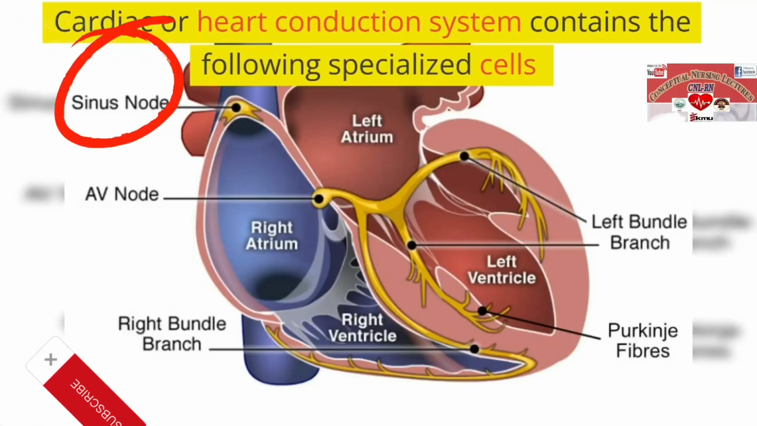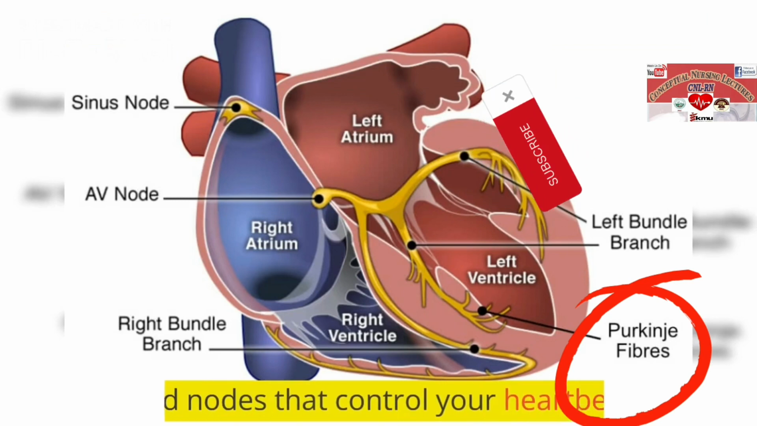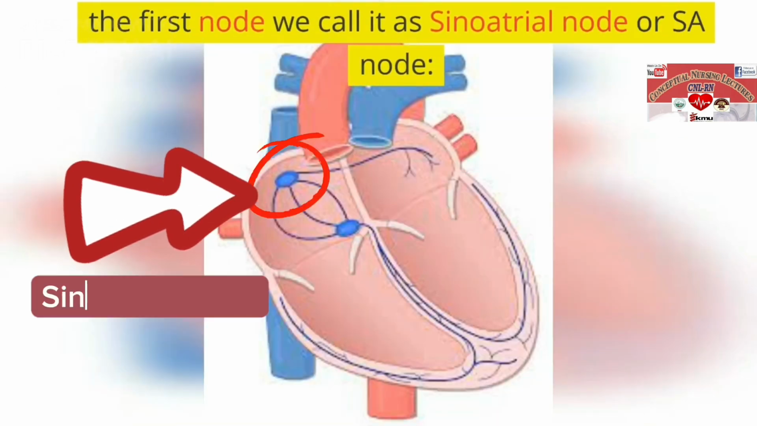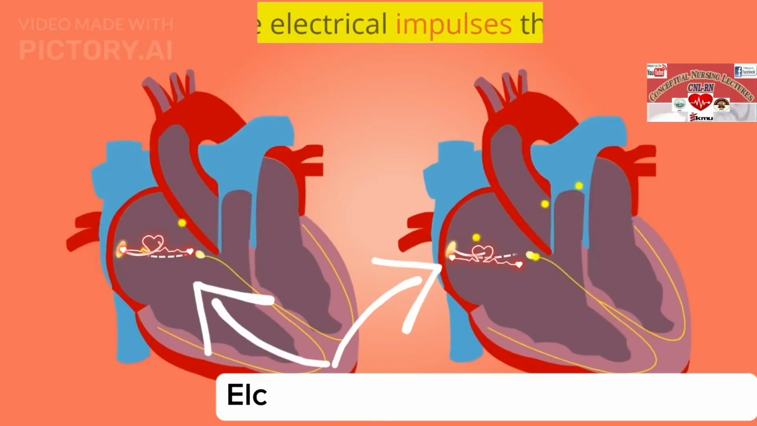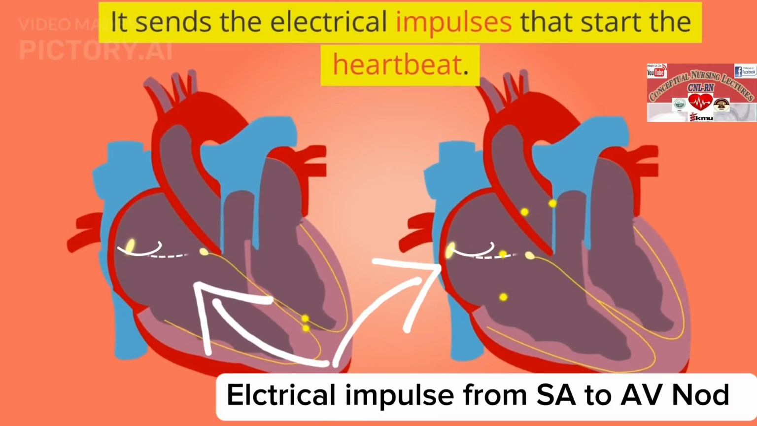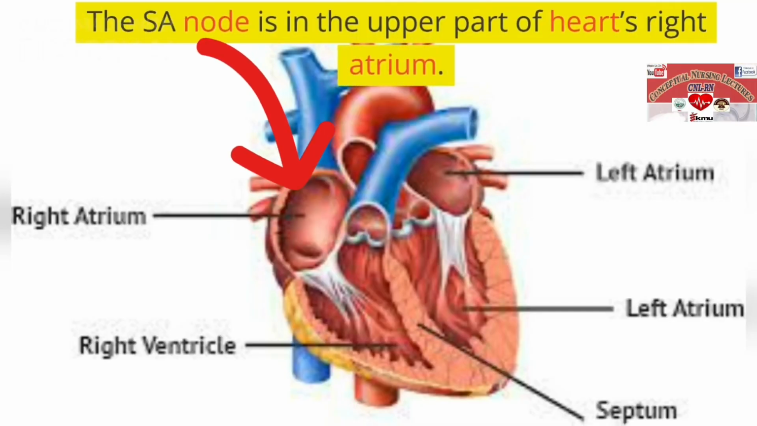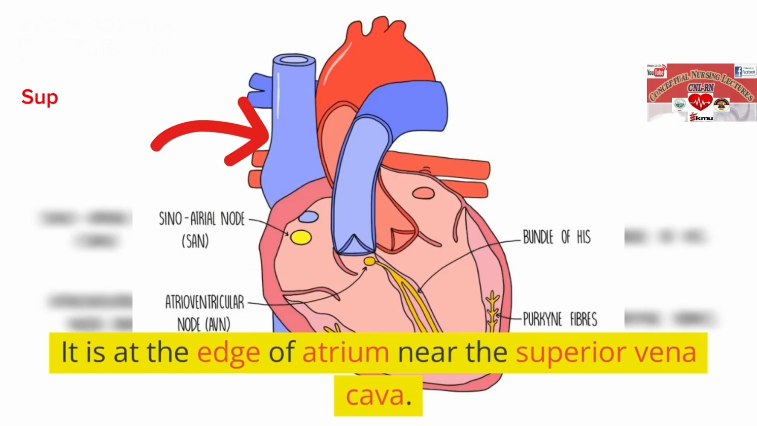The cardiac or heart conduction system contains the following specialized cells and nodes that control your heartbeat. The first node, we call it the sinoatrial node or SA node. The sinoatrial node is sometimes called the heart's natural pacemaker. It sends the electrical impulses that start the heartbeat. The SA node is in the upper part of the heart's right atrium. It is at the edge of the atrium near the superior vena cava.